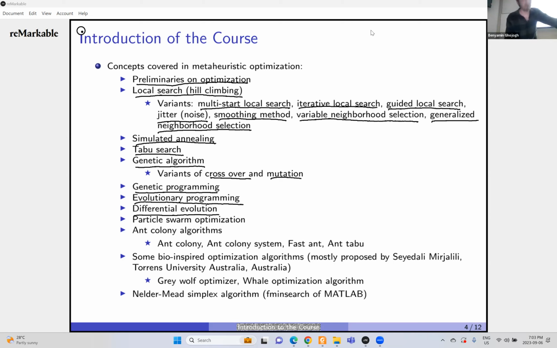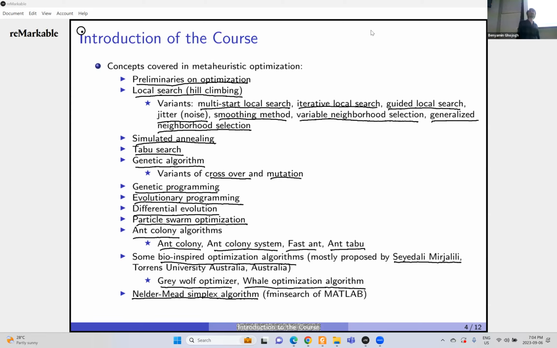differential evolution, particle swarm optimization or PSO, ant colony algorithms and their variants: ant colony system, fast ant taboo, some bio-inspired optimization algorithms, mostly proposed by Seyedali Mirjalili. He's currently a professor in Australia. He has proposed many of these, such as gray wolf optimizer, whale optimization algorithm. We will also cover the Nelder-Mead simplex algorithm.